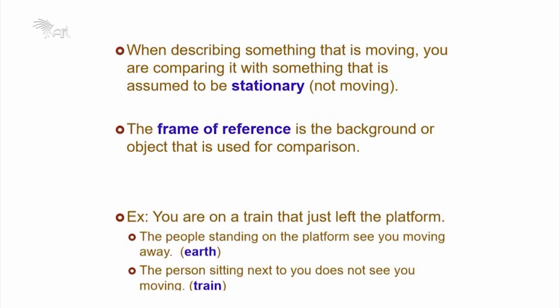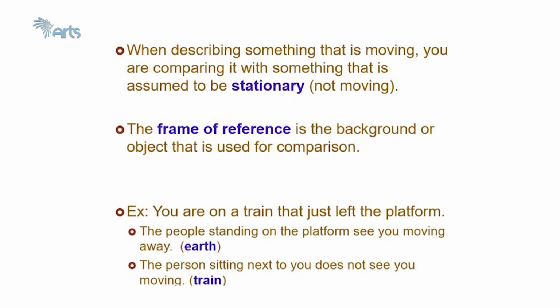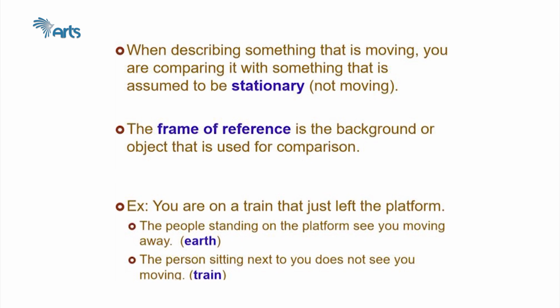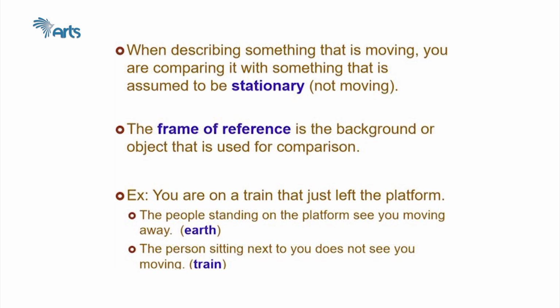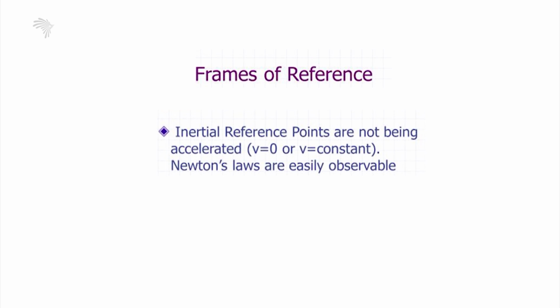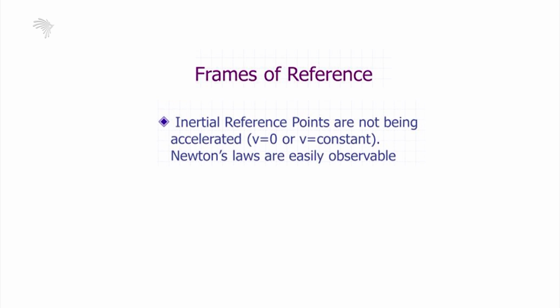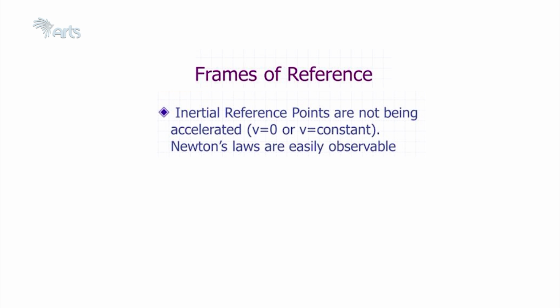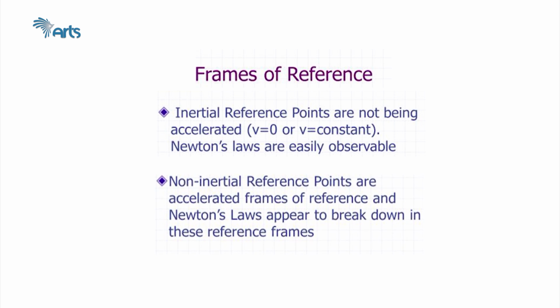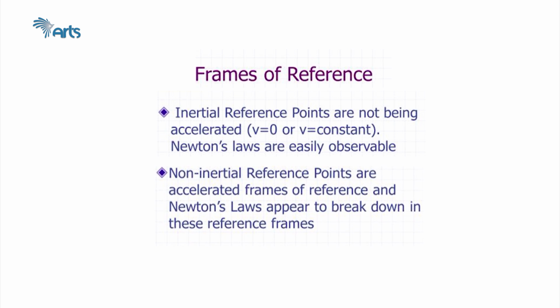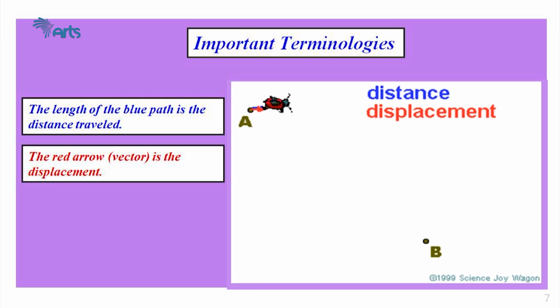For example, suppose you are on a train that just left the platform. The people standing on the platform see you moving away because they take Earth as their reference frame. But the person sitting next to you does not see you moving because his frame of reference is the train. Basically, we have two frames of reference. The first one is the inertial frame of reference, whose points are not being accelerated and in which Newton's laws are easily observable. But for non-inertial references, the points are in accelerated frames of reference and Newton's laws appear to break down in these reference frames. Now, let's look at some important terminologies in kinematics.